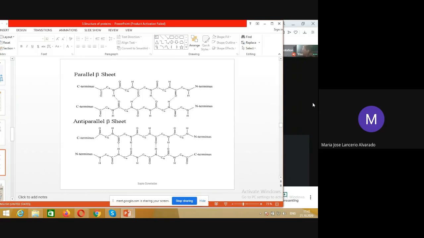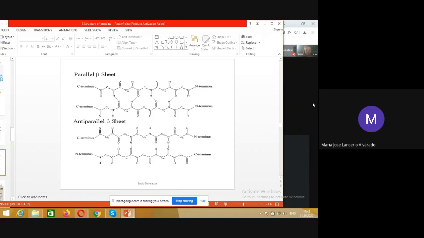So here we have a parallel beta sheet, and you can see that parallel strands have the same direction, C terminal to N terminal. In the other chain it is the same thing, C terminal and N terminal. And in the anti-parallel beta sheet, you can see that they are not in the same direction. They go C terminal to N terminal, and then N terminal to C terminal of the two polypeptide chains. I think it's clear for you.